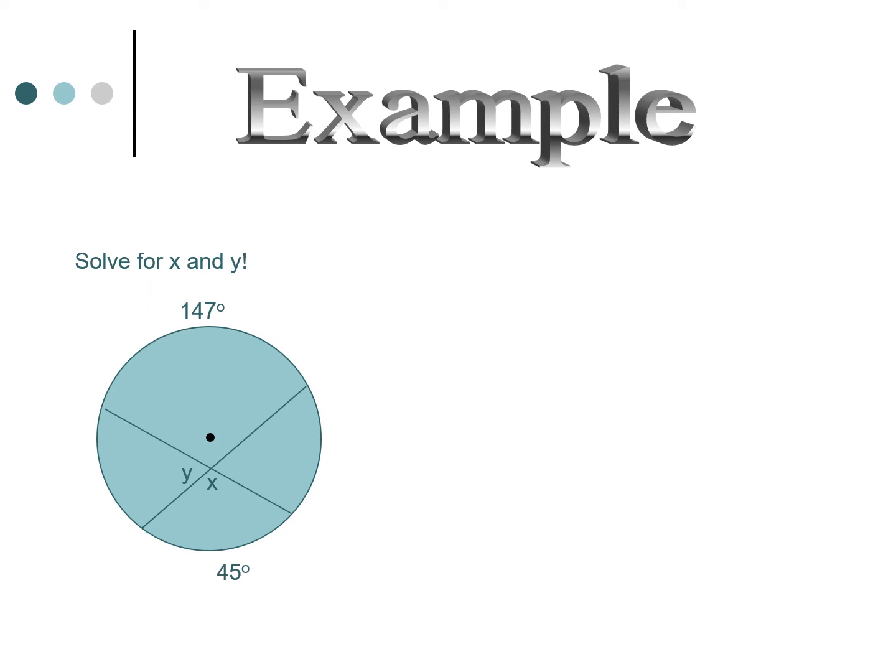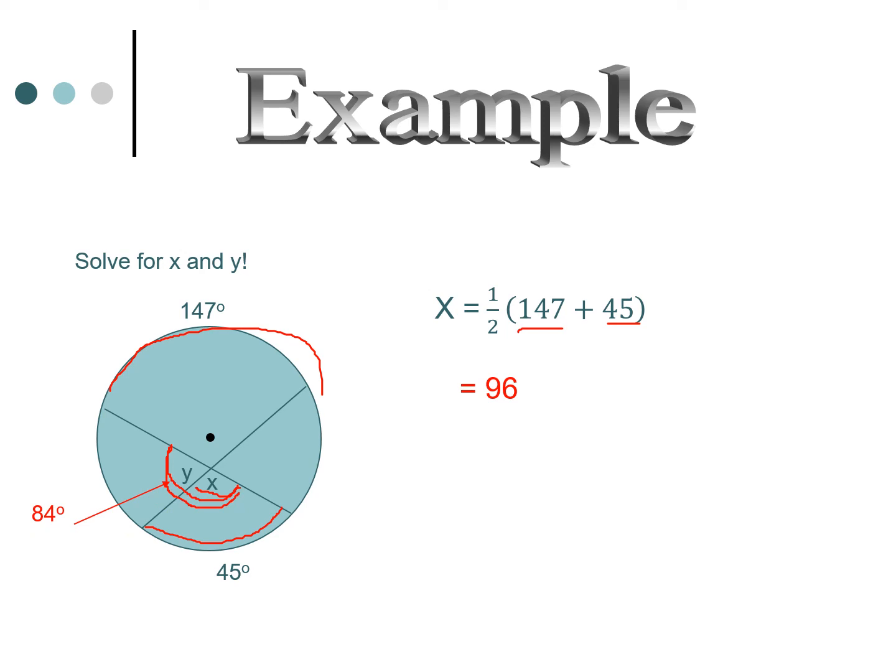All right, let's go ahead and do an example. This one says solve for x and y. We'll do x first. Here's x. According to the theorem, you have to take this arc, add it to this arc, and divide it by 2. All right, so 147 plus the 45 divided by 2. So that gives you 96. Pretty easy. To solve for y, notice that the x and the y are a linear pair. They should add up to 180. So therefore y must be 184.